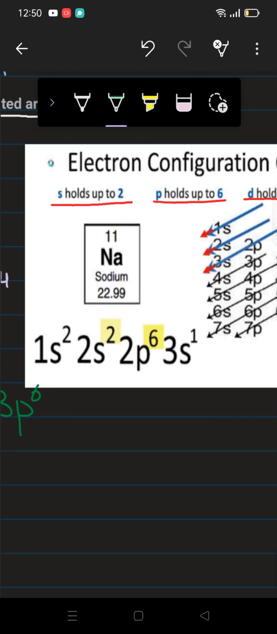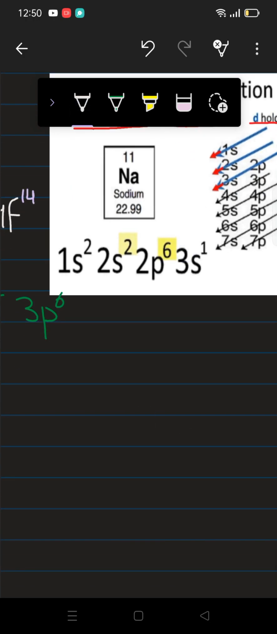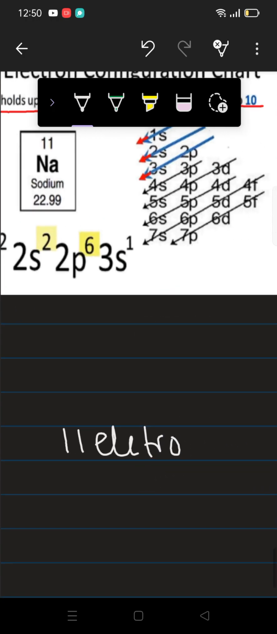We know how many electrons sodium has. It has 11 electrons. Alright, because electrons are always equal to the atomic number, and the atomic number of sodium is 11. So sodium possesses 11 electrons. Alright, so how are they going to be filled?